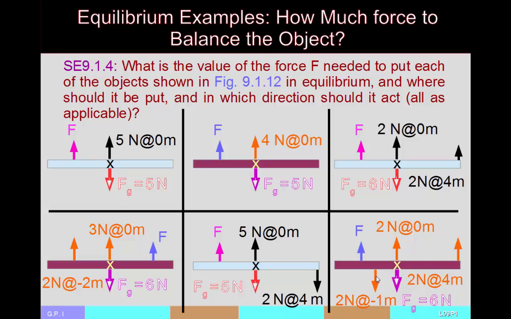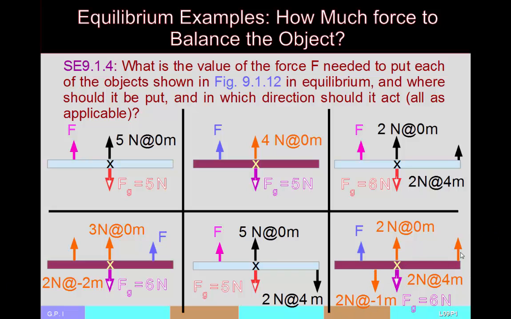Last but not least, 6 newtons down, 2 newtons down, 2 newtons up, 2 newtons up. So 2 plus 2 minus 2 is 2, minus 6 is negative 4, so we need 4 newtons for this force. Now, where do we put this 4 newtons upward in order to make this system work? Well, let's put our axis of rotation here again. So these two are contributing 0 torque. Then this one is contributing 2 times 4 is 8 in the counterclockwise. This one is 2 times minus 1 is negative 2.